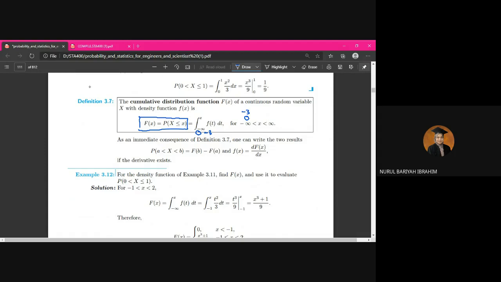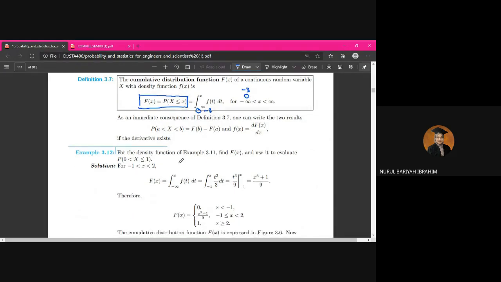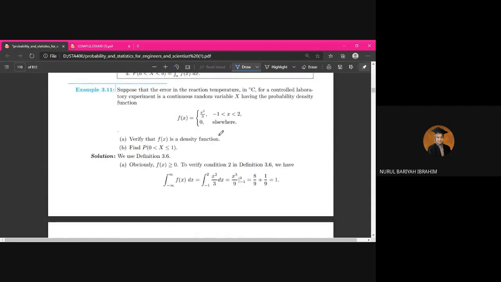Okay, sebab kita integrate daripada negative infinity sehingga x. Okay, let's see this example from the previous example actually. For the density function of example 3.1, find the CDF. So from the previous, this is the function which is x square over 3. Dia punya region negative 1 sehingga 2. So nak dapatkan function of capital X, which is the cumulative distribution function CDF.